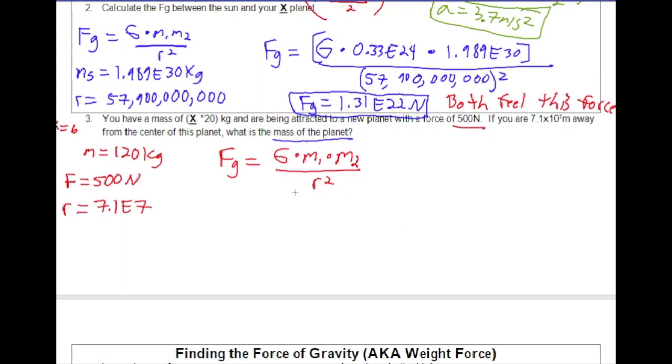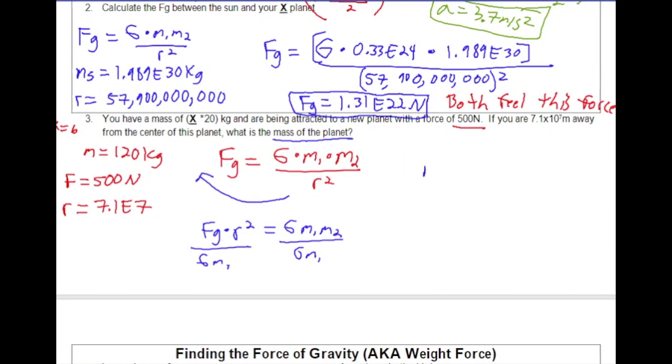So if I do that, I'm going to go ahead and multiply this R squared over, and I get Fg times R squared equals big G M1 M2. Next, I'm going to go ahead and divide by big G and M1.